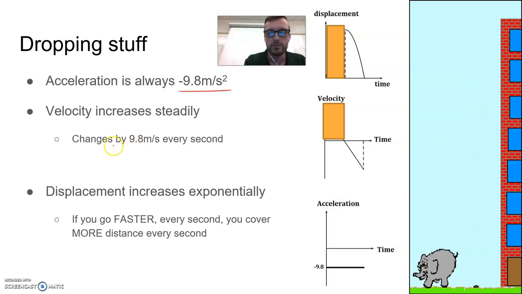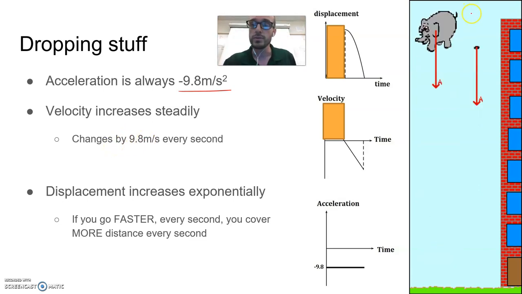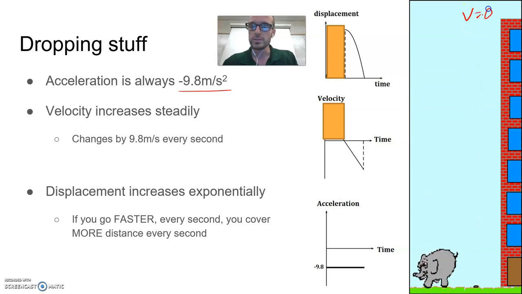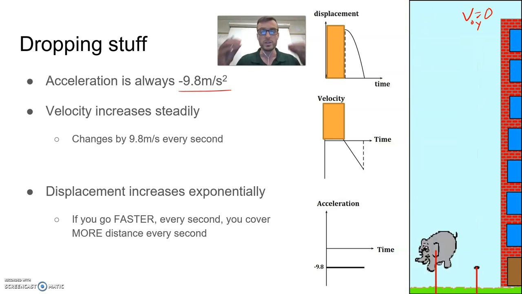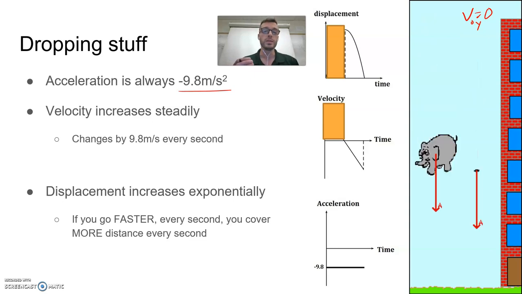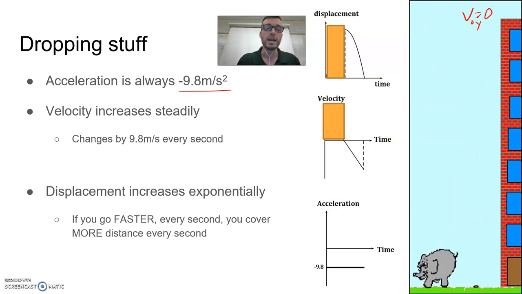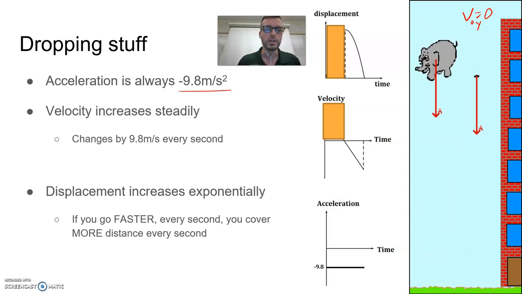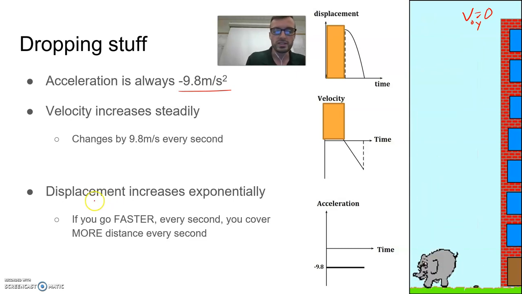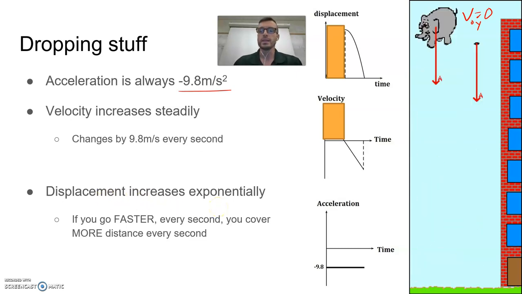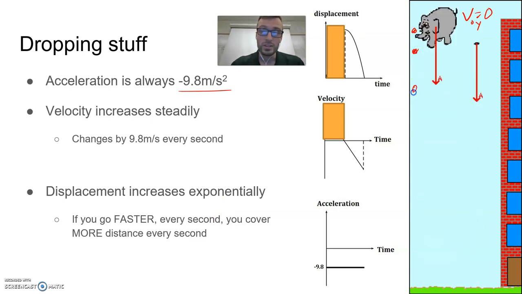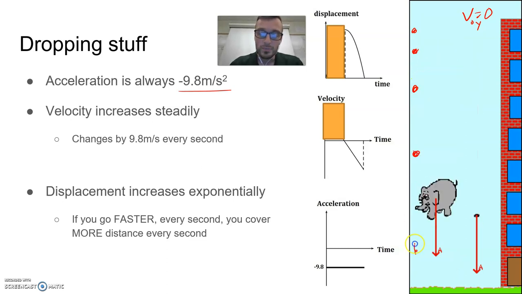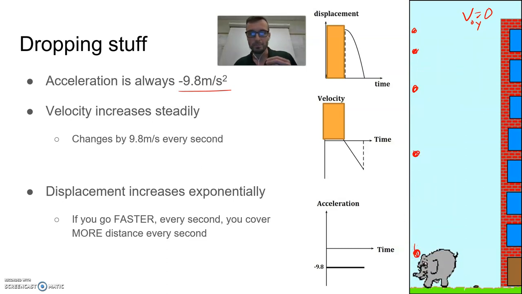And so if the velocity is changing, in this case, if I start from a velocity of 0, because my initial velocity up here, my v initial y, if you will, was 0, the speed is going to increase by 9.8 meters per second every second. That's what 9.8 meters per second squared means, by the way. It means that for every second that passes, your speed changes by 9.8 meters per second. And then, of course, the displacement increases exponentially. Now, that sounds fancy, but all that means is that when you're going slow, you're going to cover a little bit of distance, but as you continue to gain speed, you're going to cover more distance per time as time goes on.